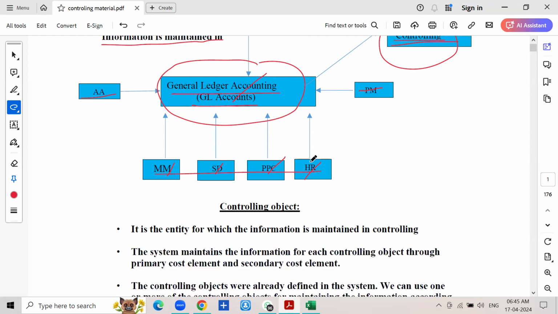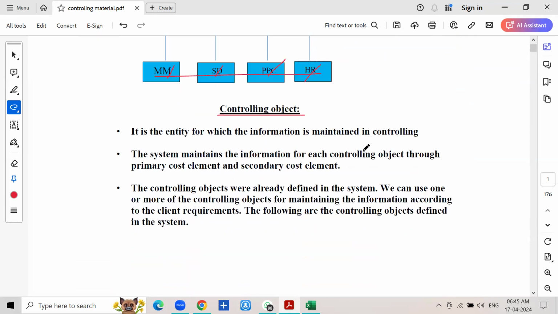Now, we have to understand one more concept, the controlling object. See, a controlling object is the entity for which the information is maintained in controlling. That means if you look at financial accounting, in the general ledger accounting, we have posted expenses and revenues with reference to the GL account master record.